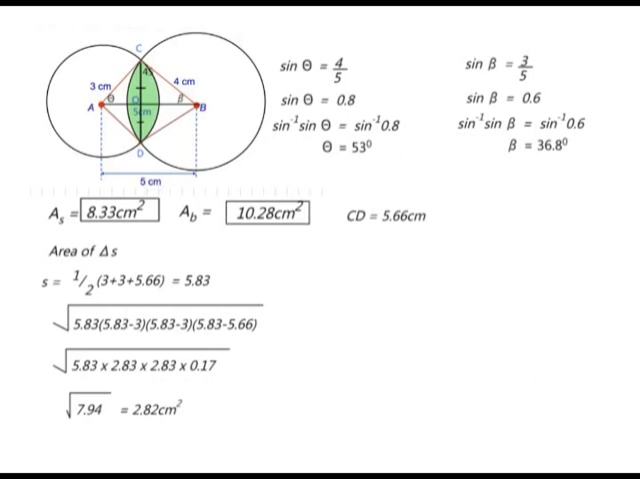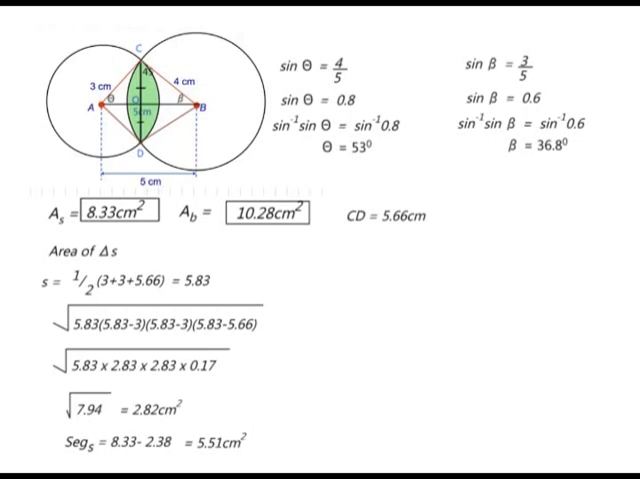Now subtract this from the area of the small sector to get the small segment. That is 8.33 minus 2.82, and that gives us 5.51 square centimeters.